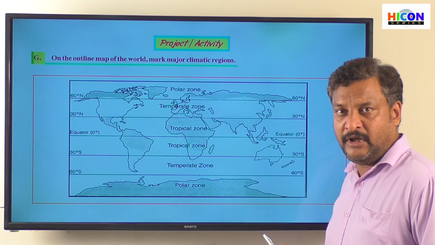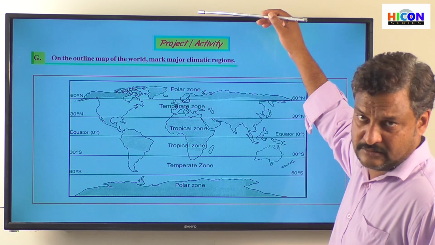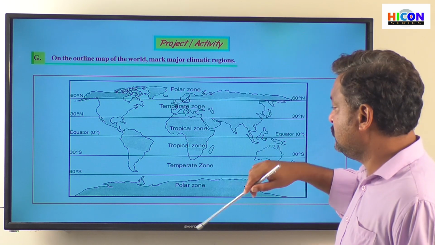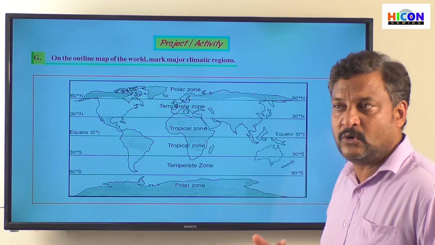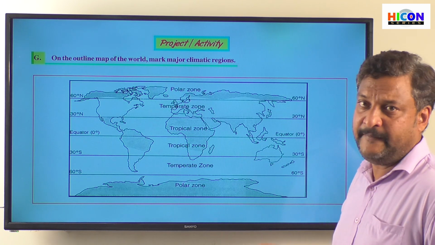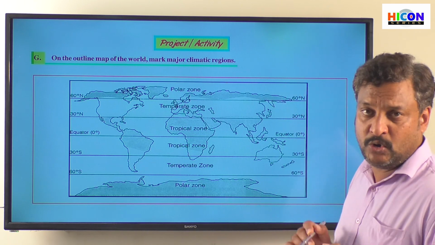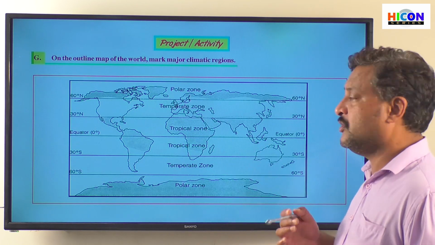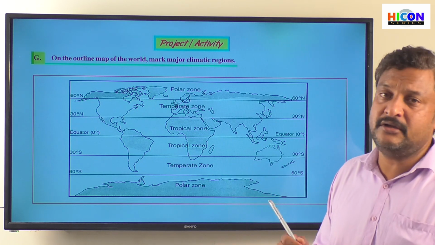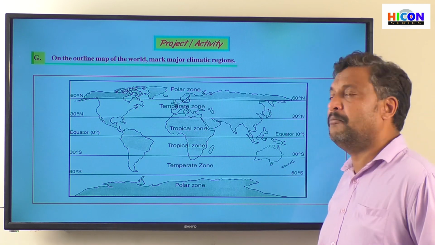lines to the polar lines. Then from the polar lines to the poles, north and south, it is a polar zone or the frigid zone or the cold zone. Okay, three climatic regions are there: polar zone or the cold zone, temperate zone or the moderate zone, tropical or the hot or the torrid zone. Right? So this is how we mark it.